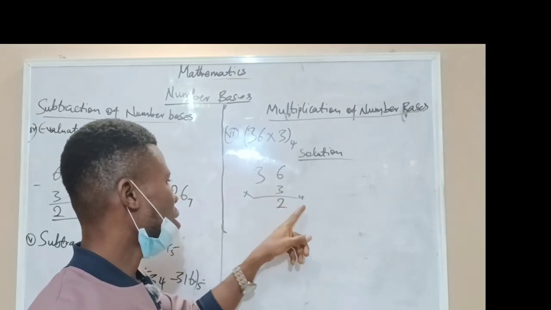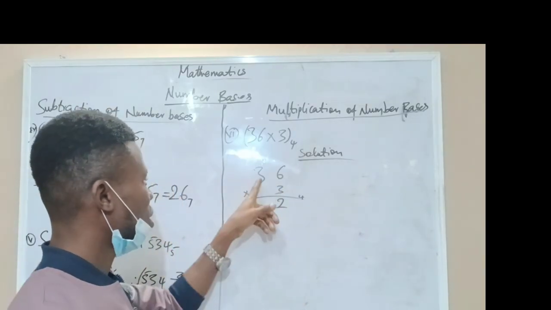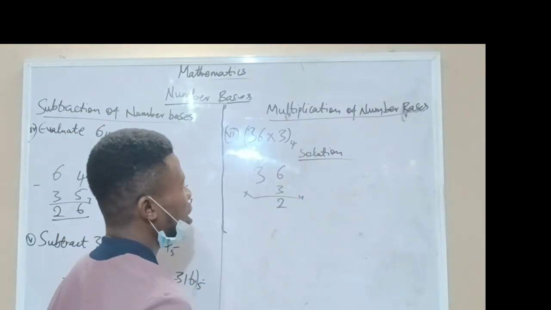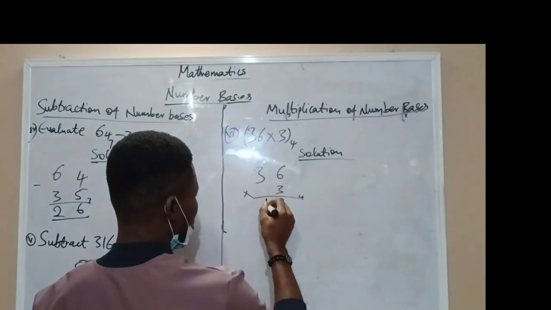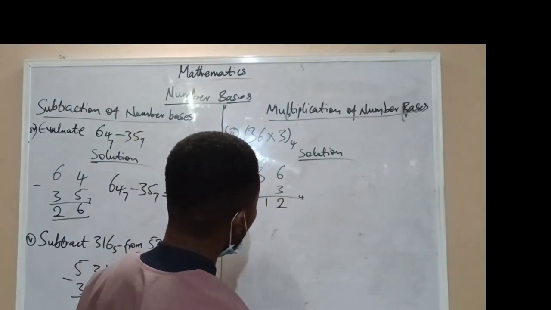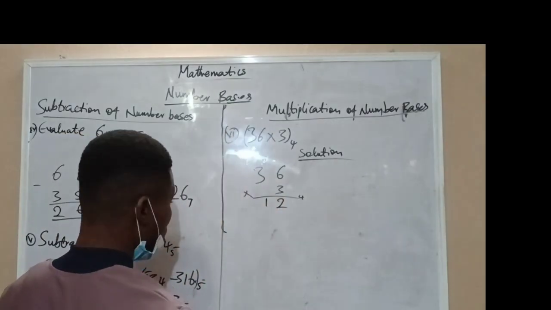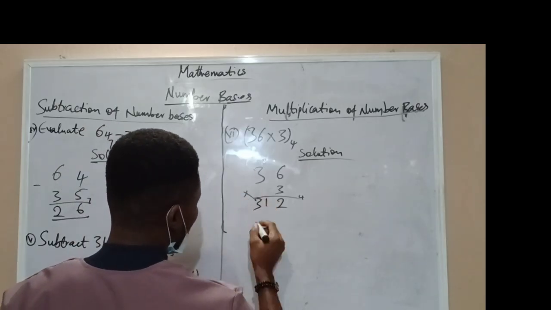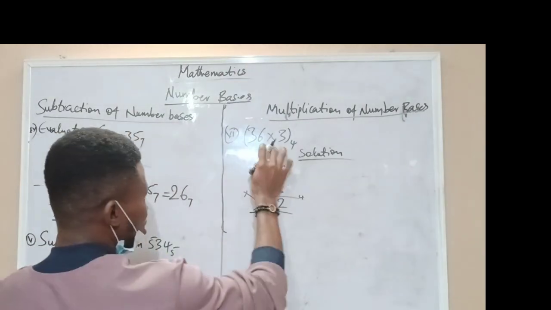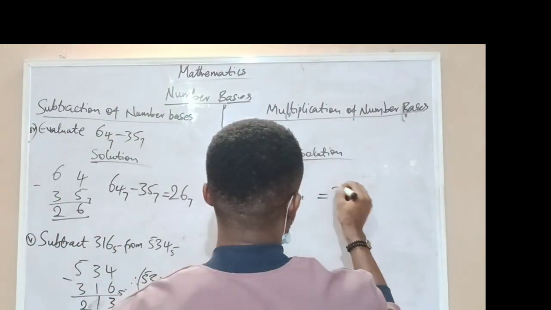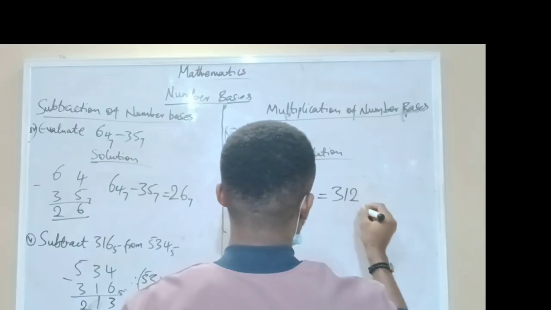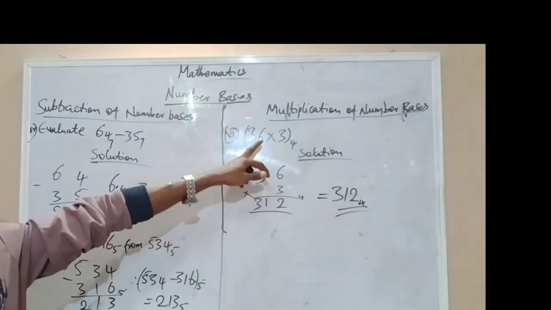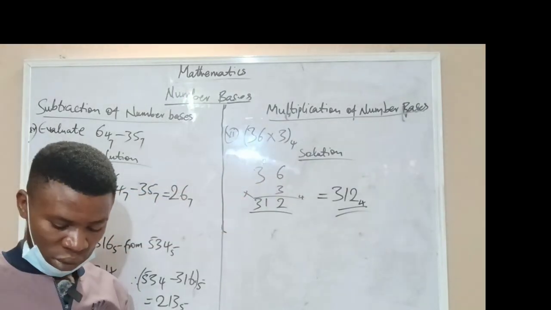Then 3 times 3, 9. 9 plus that 4 we are holding is 13. Now, 4 in 13 will give you 3, 3 remainder 1. I'm correct, right? And then since there is nothing else to multiply, bring that 3 down here. Therefore, this is equal to 312 in base 4. So when you multiply these two things in base 4, you get 312.